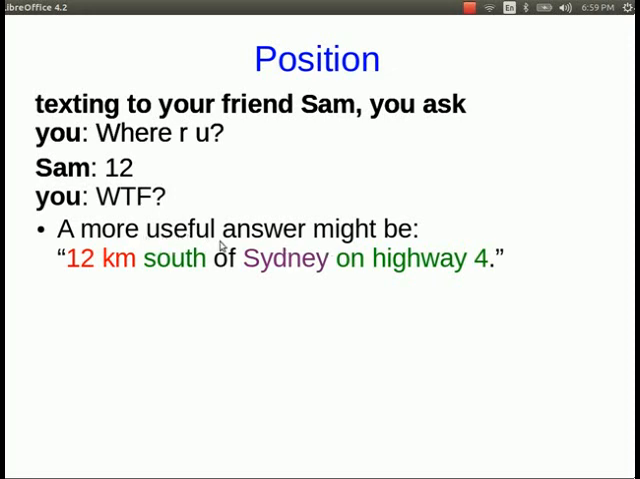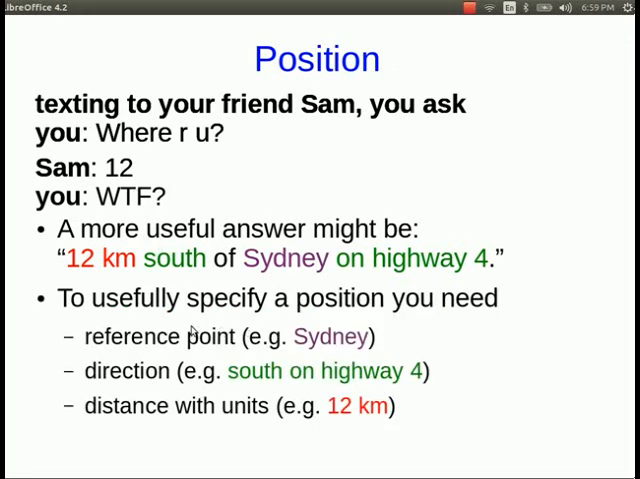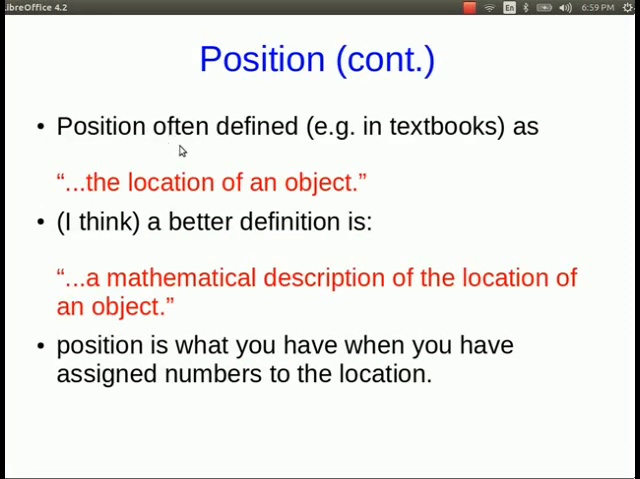So a useful answer would have included a reference point, like Sydney, say, a direction, like south on Highway 4, and a distance with units. And those are the minimum you always need to provide whenever you're giving a position.